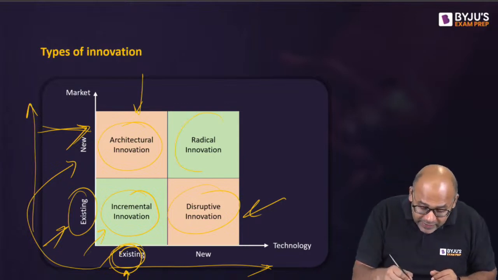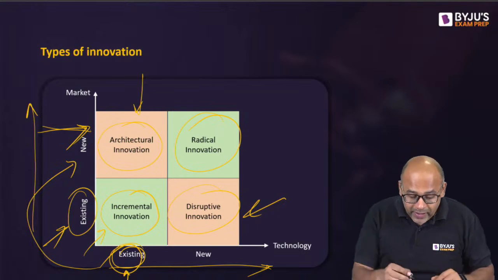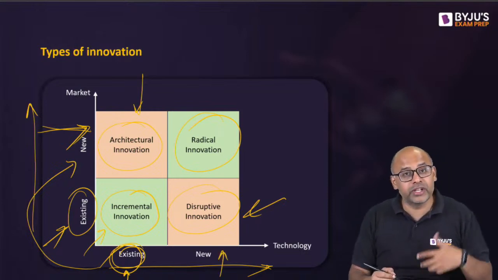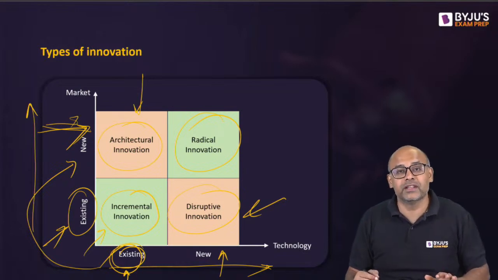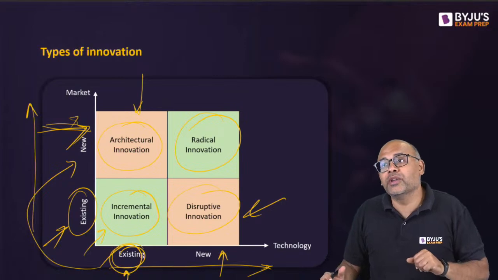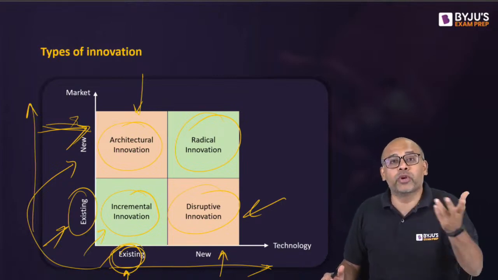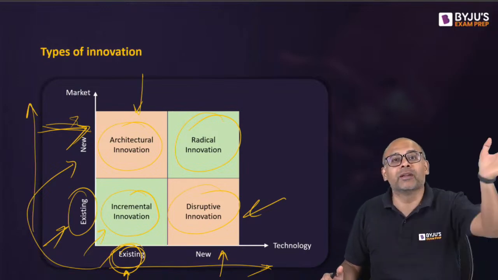And then another one is finally something called radical innovation, which is where the entire technology is new, did not exist, and the market is also new. The market did not exist. So you are inventing something. For example, you are inventing teleportation to go from this planet to another planet.